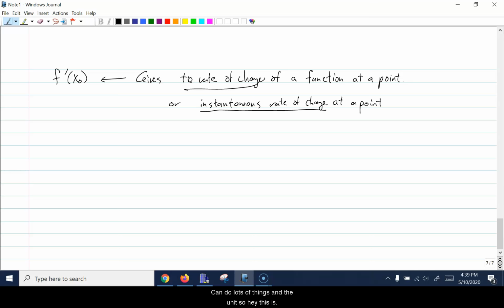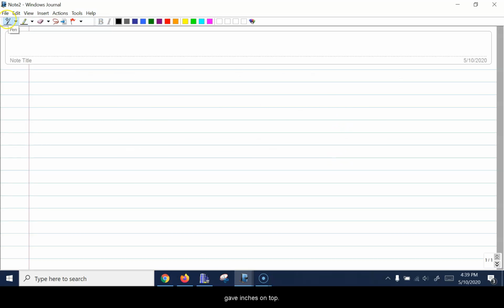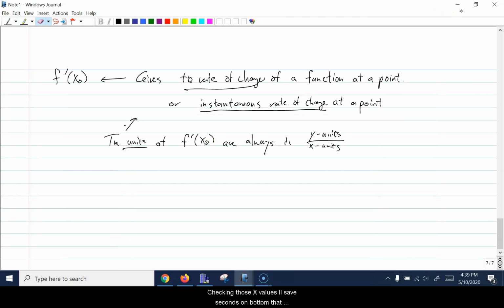This can do lots of things. The units, oh hey, this is worth saying: the units of f prime at a point are always y units over x units. I computed it by taking a difference of y values divided by a difference of x values. Subtracting those inches gave inches on top. Subtracting those seconds gave seconds on bottom. That last example wound up with inches per second.